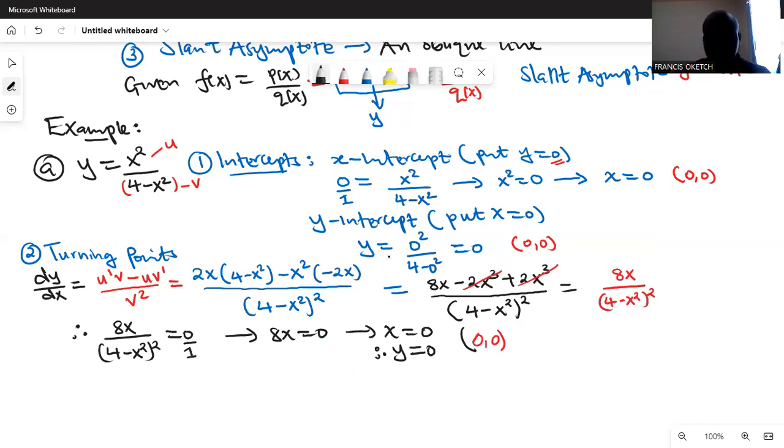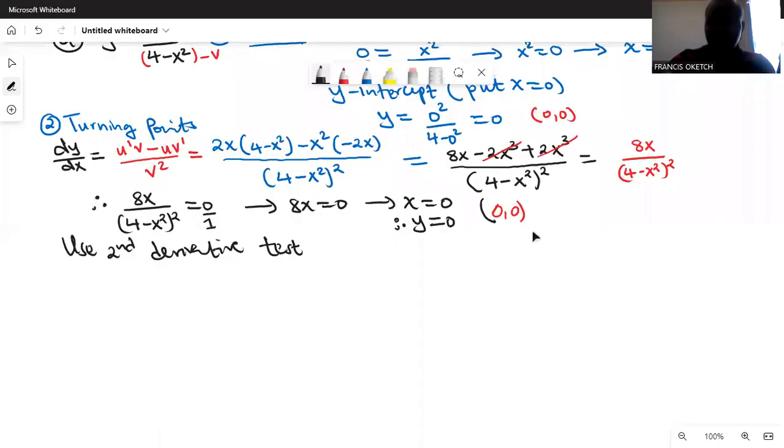Now we use the second derivative test. This second derivative, we need to classify this point either as maximum, minimum point, or a point of inflection using this second derivative. So let's find the second derivative of y with respect to x.